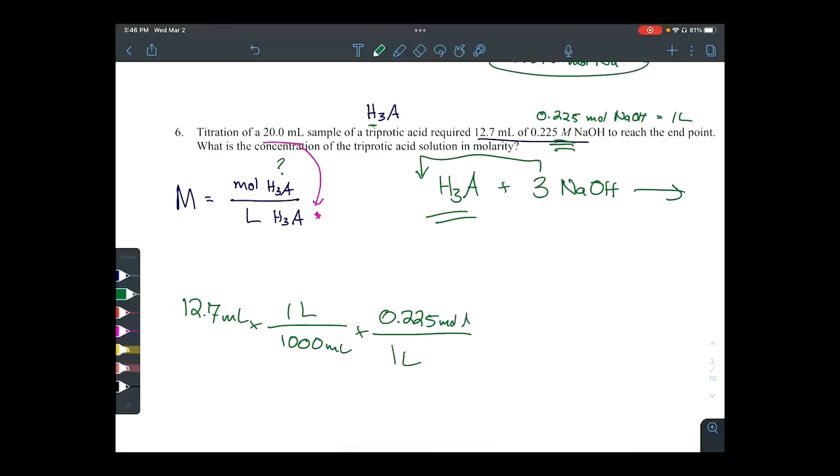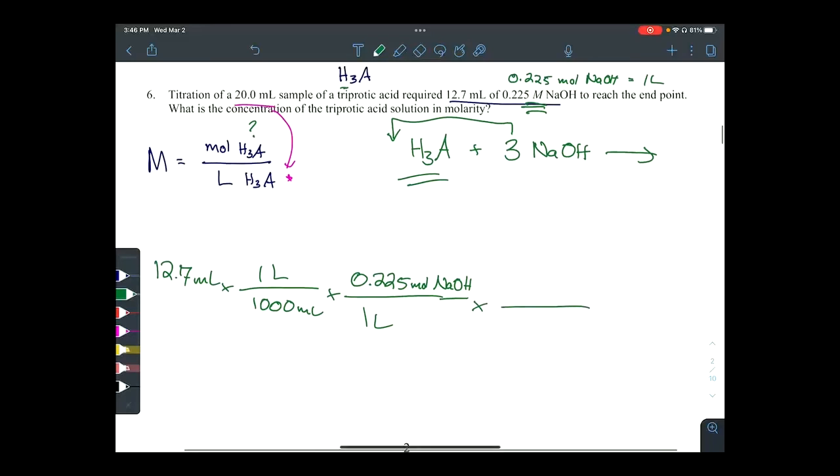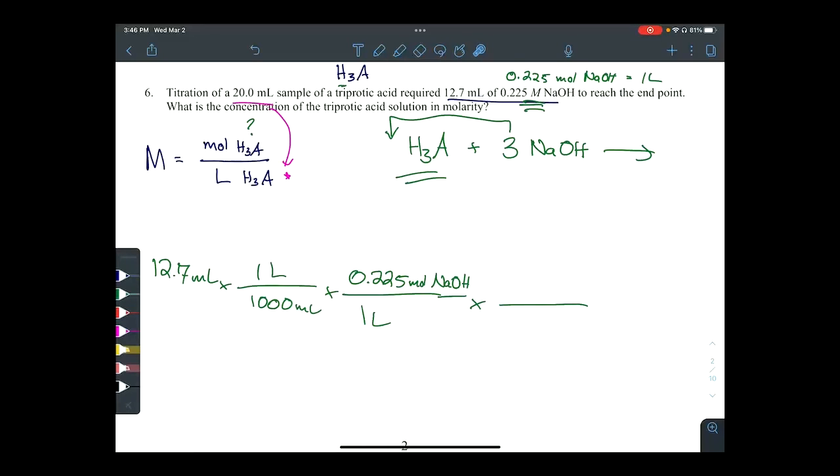1 liter, times 0.225 moles of sodium hydroxide. Okay. Oh, wait, sorry. If we stop right there, we get moles of sodium hydroxide. But what we see here in this numerator, we want moles of acid. So this is where we use stoichiometry. What value do we put down here in the denominator? 3, just a 3? 3 moles of NaOH, yes, because that's what stoichiometry is. We want to cancel one type of substance, so 3 moles of NaOH, and then 1 mole of that triprotic acid, H3A, is up top.